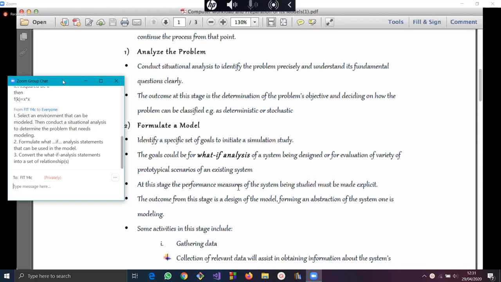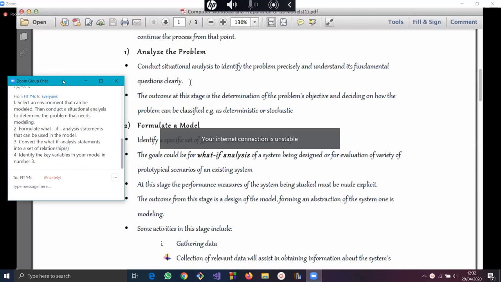Number 4, identify the key variables in your, let's say, model in number 3. Because basically, when you are in number 3, you would have actually come up with a model. So that will be the exercise I want you to do during that 1 hour break.